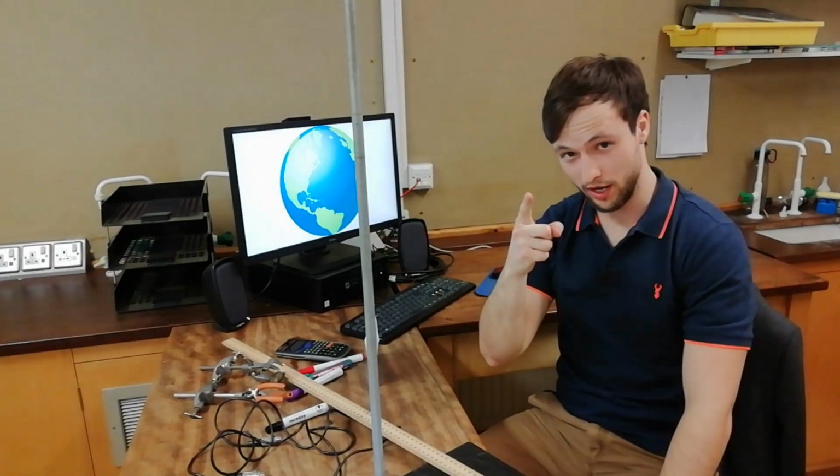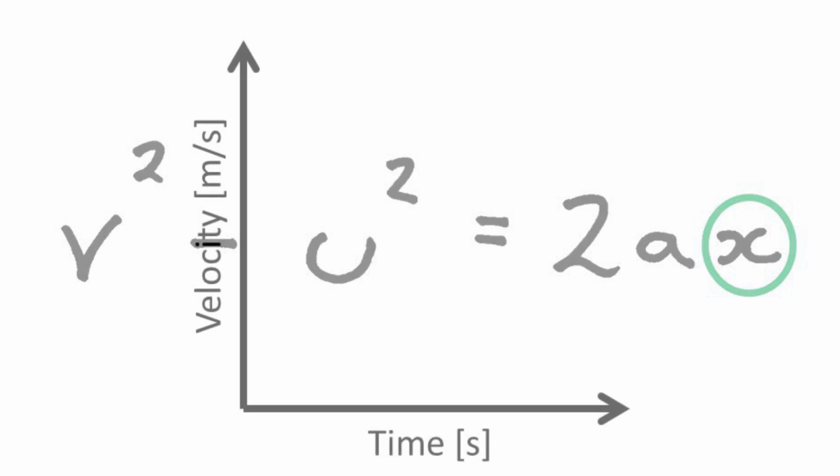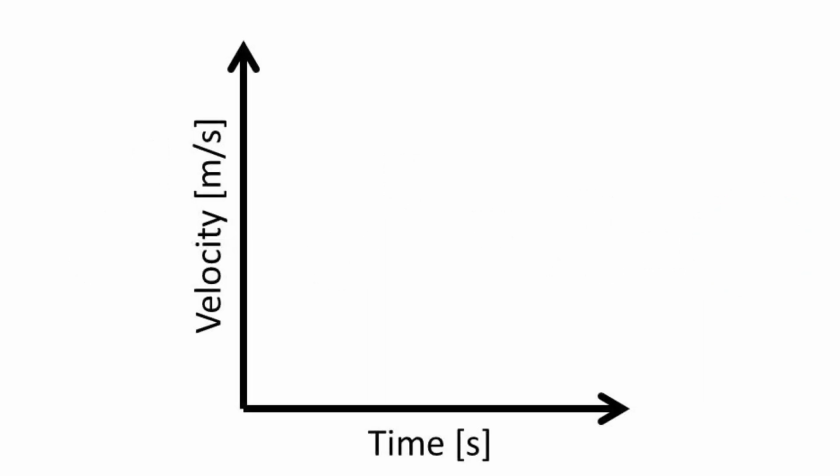and this equation. This equation allows us to measure the acceleration of an object if we know its initial velocity, final velocity, and distance over which it's accelerating. This is, of course, assuming we have linear acceleration. That means velocity increases by the same amount for every second passed.